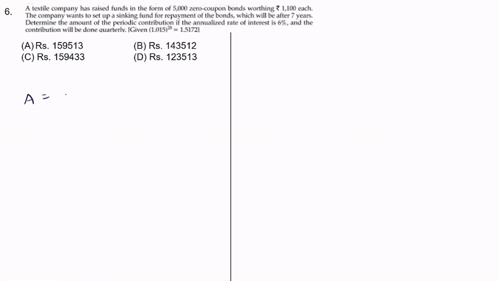So here A is 5,000 into 1,100. One more point about zero coupon bond is that these bonds are sold at a discount and it is redeemed at par and no periodic dividend payments or coupon payments are made for such zero coupon bonds. Only they are sold at a discount and at the time of redemption, it will be redeemed at this face value. It may be sold at 700 or 800 rupees and finally it may be redeemed at this value. So this is rupees 55 lakhs.